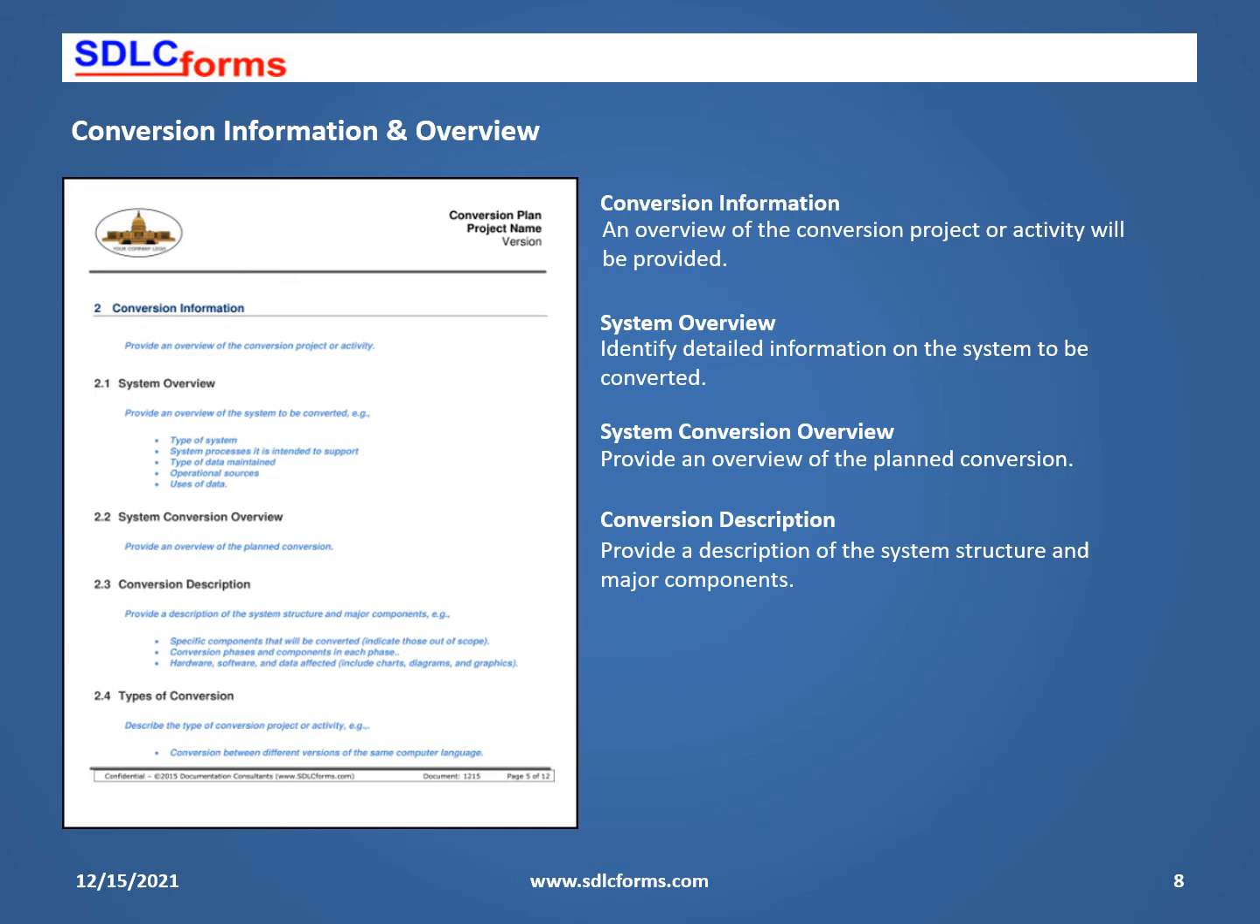The system details will include the type of system, system processes it is intended to support, types of data maintained, operational sources, and uses of the data. The conversion description will include identification of specific components that will be converted, conversion phases and components of each of those phases, and the hardware, software, and data affected.